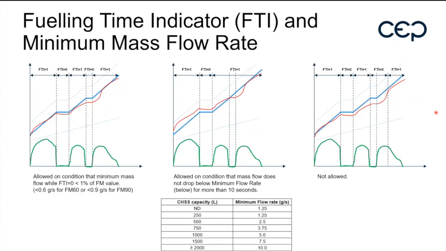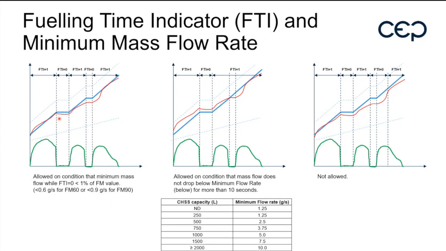Another new item in the D category is called the fueling time indicator. And also the minimum mass flow has changed. So this is a new mandatory item. During the fueling, you have to put this FTI at a 0 or a 1. A 1 means that you are fueling, and a 0 means that you have an intended non-fueling time, such as for a buffer change or a leak check.